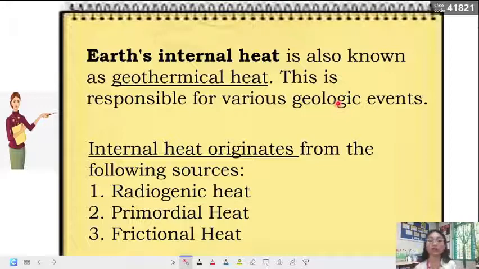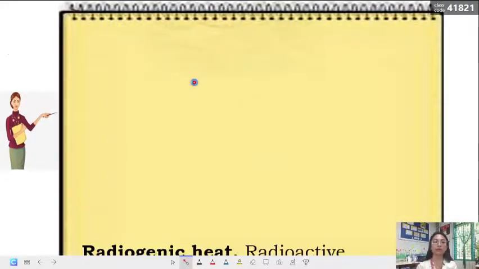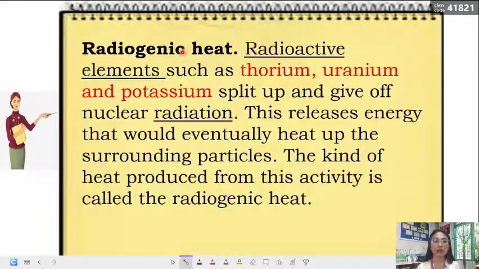So internal heat originates from the following sources. We have three: the radiogenic heat, primordial heat, and the frictional heat. So let's differentiate the three. Radiogenic heat: radioactive elements such as thorium, uranium, and potassium split up and give off nuclear radiation. So what do you mean by split up? Magpulag na siya, and that's the time nga mahatag na siya of nuclear radiation.